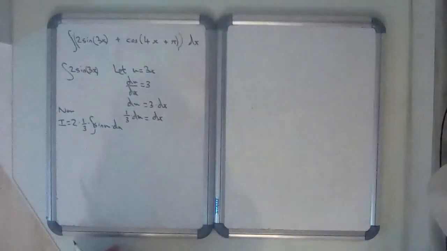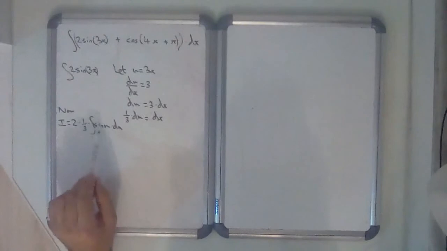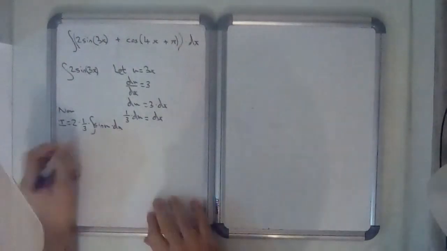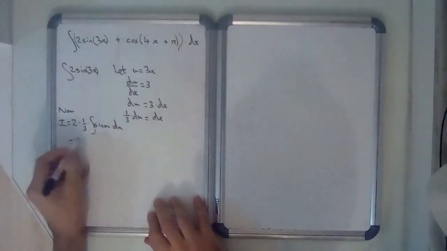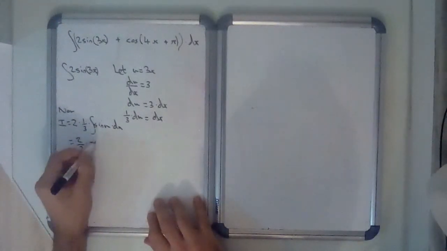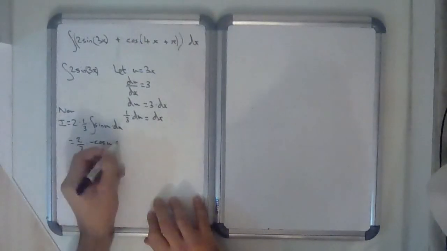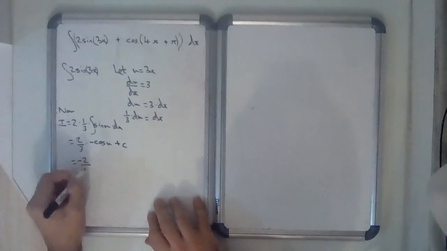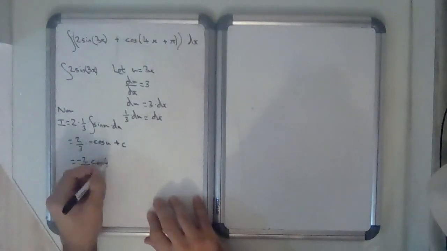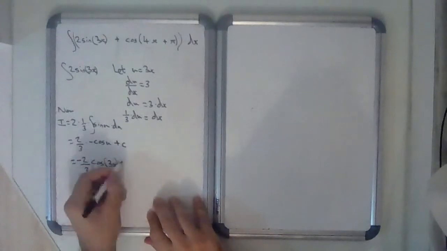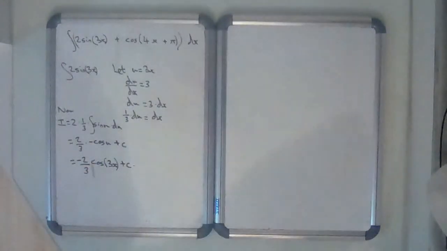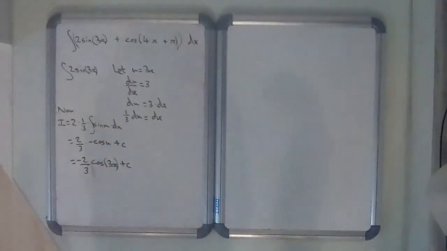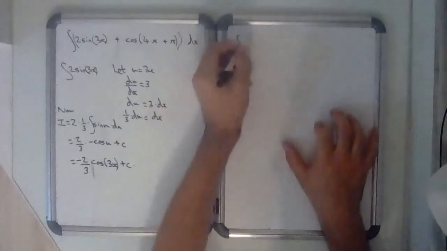So, as I say, you know that cos differentiates to minus sine, so minus cos must differentiate to sine. This is just 2/3, so equals 2/3 times minus cos u plus c. So equals minus 2/3 cos 3x plus c. So then we're going to do something very similar for the cos 4x plus pi, and then we're just going to put them together.